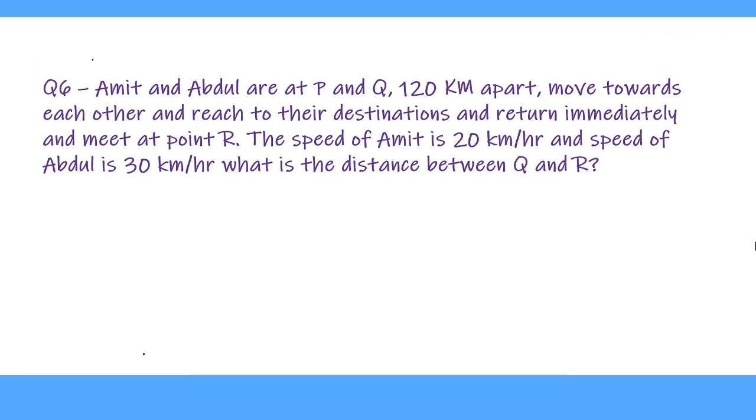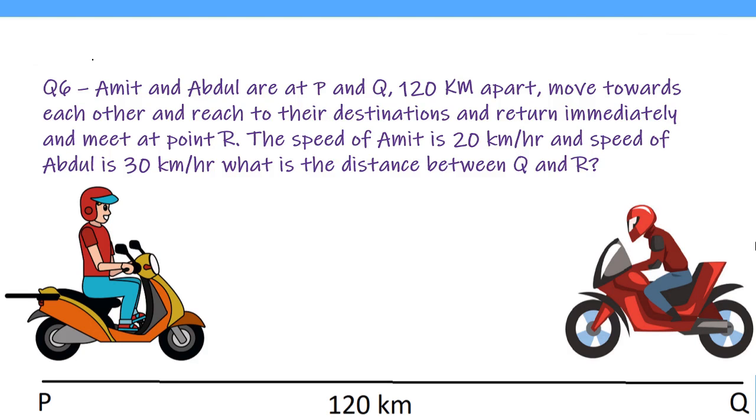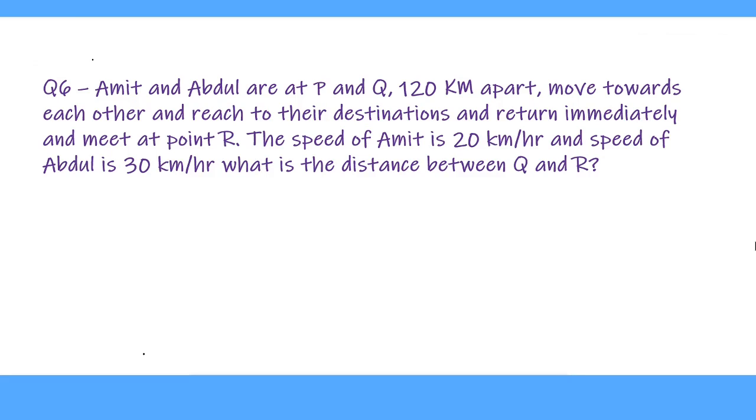Amit and Abdul are at P and Q, 120 km apart. They move towards each other, reach their destinations and return immediately, and meet at point R. The speed of Amit is 20 km per hour and the speed of Abdul is 30 km per hour. What is the distance between Q and R? So we solve like this.